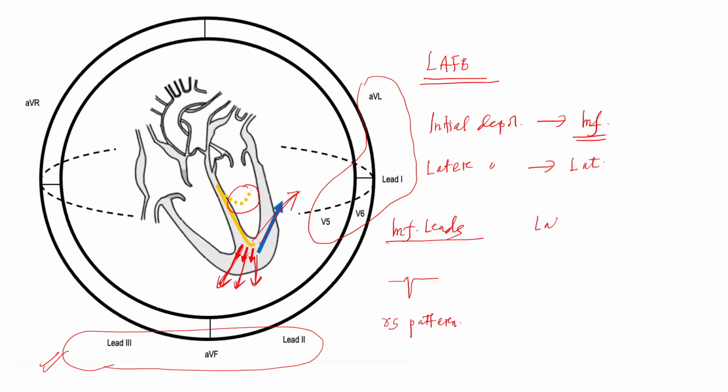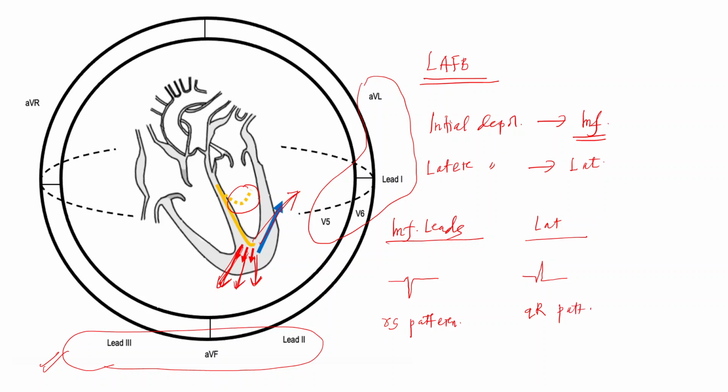So what will happen in the lateral leads? In the lateral leads, first of all, because of the small inferior depolarization, which is happening opposite to the lateral leads, you will get a small negative wave. Then the predominant depolarization, which is happening towards the lateral leads, will produce a big positive wave. So this pattern is known as the small q, capital R pattern.